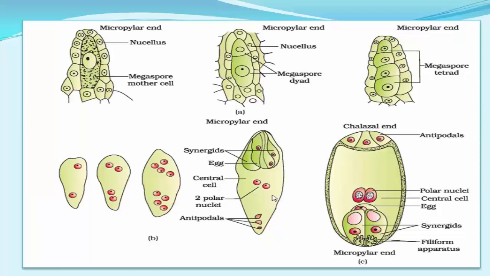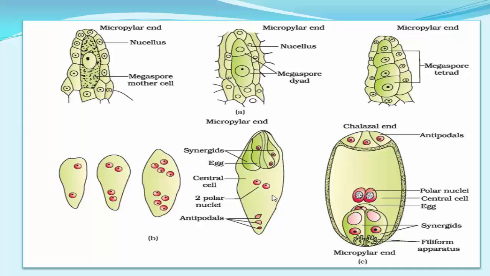So here is the developmental stage of the embryo sac. How the female gametophyte or the embryo sac develops inside the ovule. The process of development of the functional megaspore is called megasporogenesis. Where exactly does it begin?